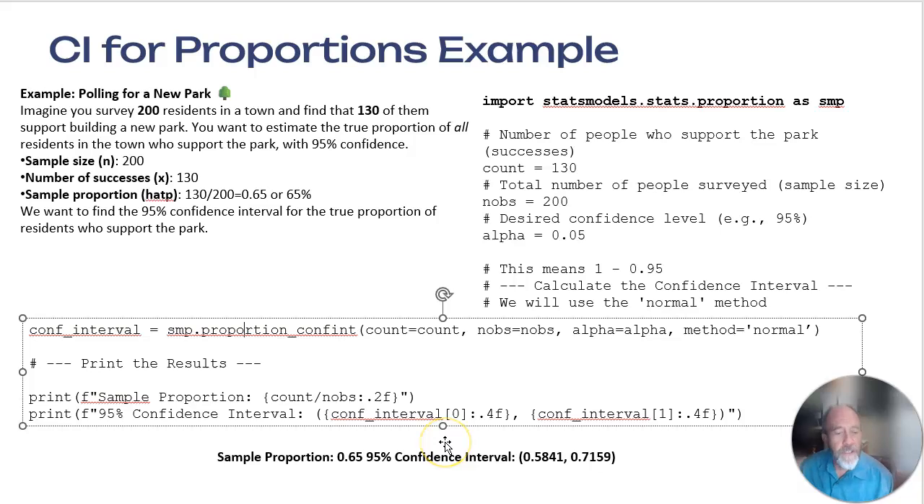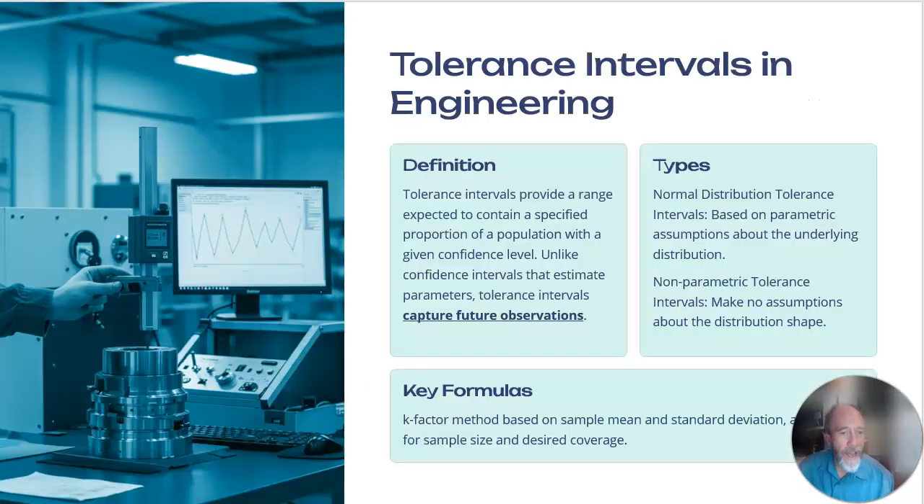And in this case, you can actually get what the confidence interval is for this. Remember, it was 65% if you look at 130 over 200, and the 95% confidence interval is between 58.4% and 71.59%.